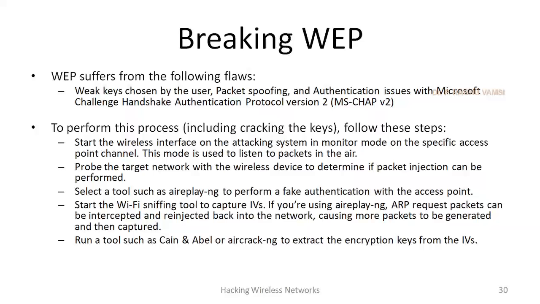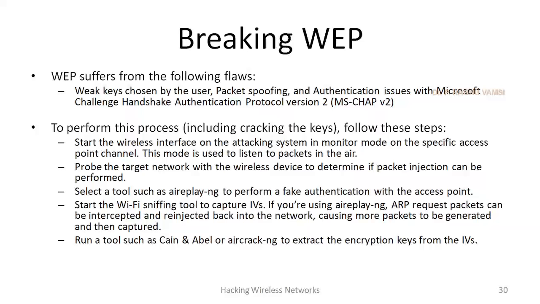Now probe the target with the wireless device to determine whether packet injection can be performed or not. There are probing commands for this, and with them you can easily come to know whether packet injection can be done with this access point or not. Select a tool such as Aireplay-ng to perform fake authentication with the access point. Start the Wi-Fi sniffing tool to capture the initialization vectors. If you are using Aireplay-ng, ARP request packets can be intercepted and re-injected back into the network, causing more packets to be generated and then captured.